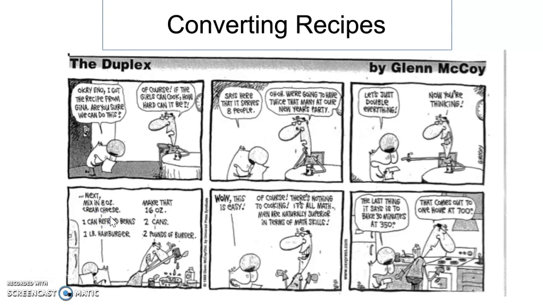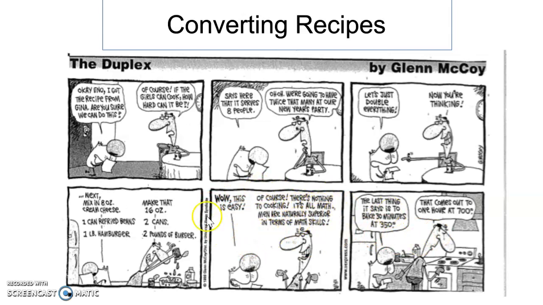All right, so we talked a little bit about converting recipes. Here's a quick cartoon for you looking at what we need to do when we're converting recipes. So in this comic strip, it says it serves 8 people. We're going to have twice that many, so let's double. So we've got double, 2 pounds of burger. Wow, that's easy. Of course, there's nothing to cooking.